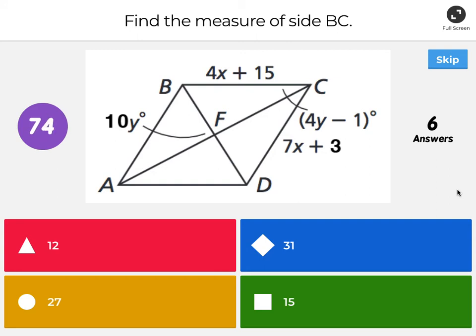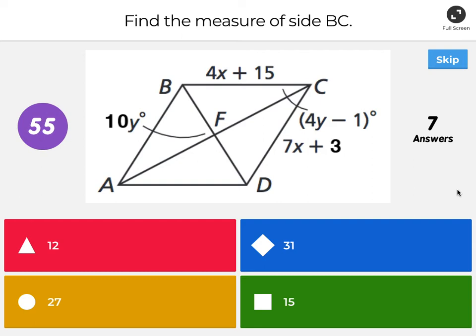To solve for x first, once I solve for x, then I plug it back in. Wait, what is 4y minus 1 pointing at? That's the angle. And then what's 10y? 10y is this angle right here. You'll see that in the next question. Trying to get a head start.